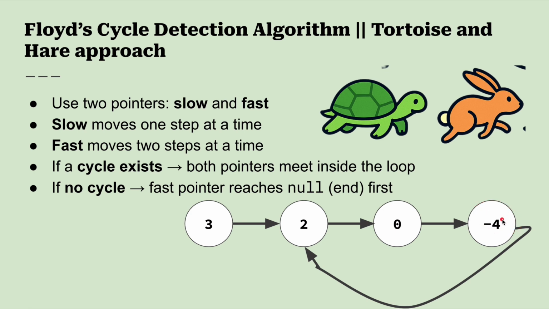It means there is a cycle, and the hare doesn't find null. The fast pointer never reaches null, so it keeps moving in an infinite loop, but both meet at this position. So we can say this is a cycle. If a cycle exists, both pointers meet inside the loop, and anywhere inside this loop they can meet.